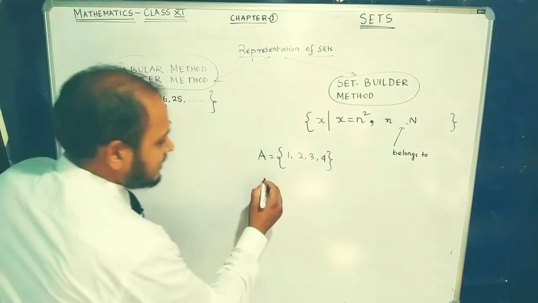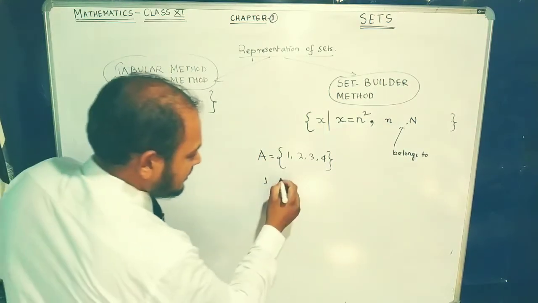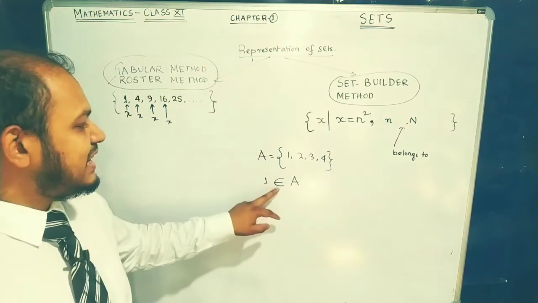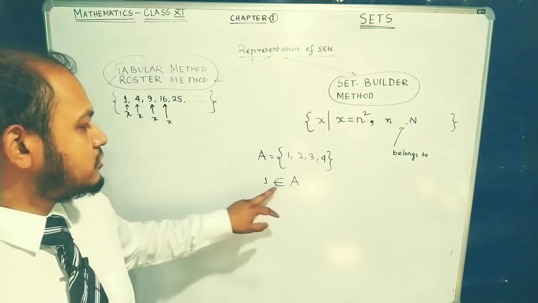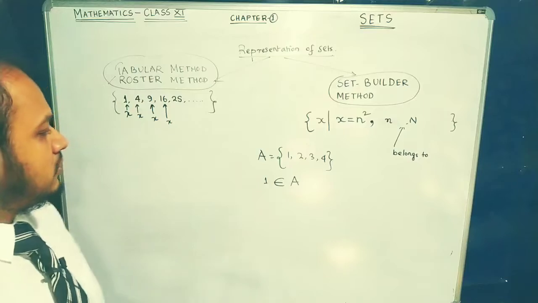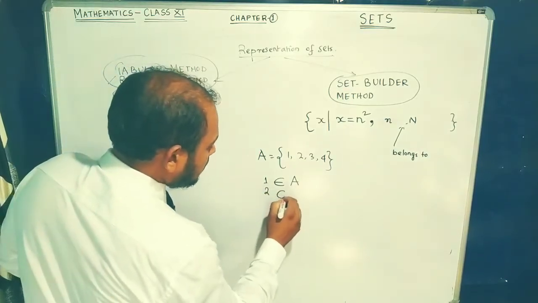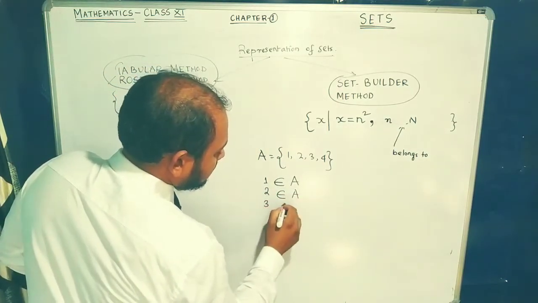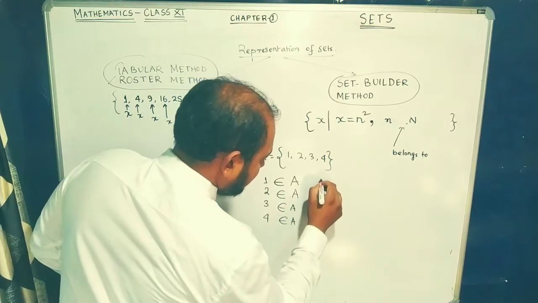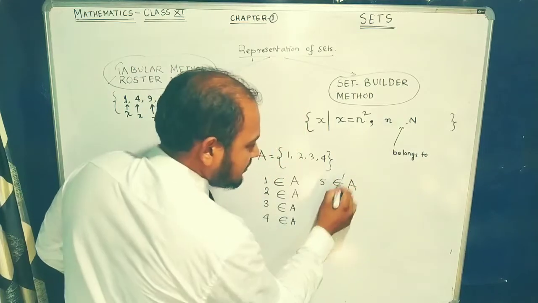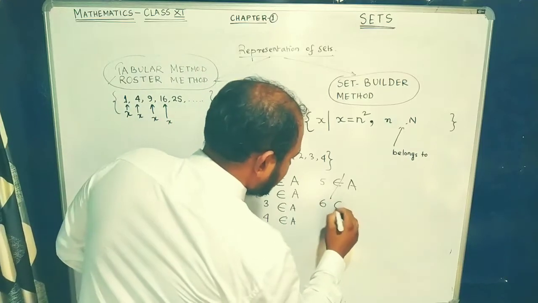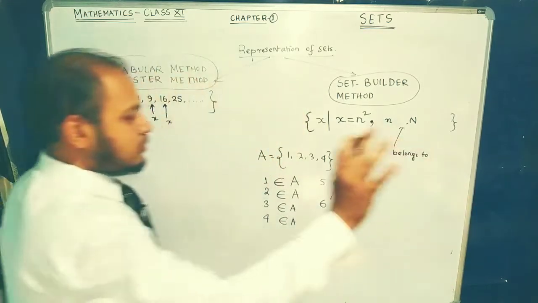So we can say that 1, which is an element of the set, is belonging to A, or 1 is an element of the set A. You can say 1 belongs to A. In a similar fashion, you can say 2 belongs to A, 3 belongs to A, 4 belongs to A. Can we say that 5 belongs to A? No, 5 does not belong to A. This is another symbol, does not belong to. 6 does not belong to A, and so on.